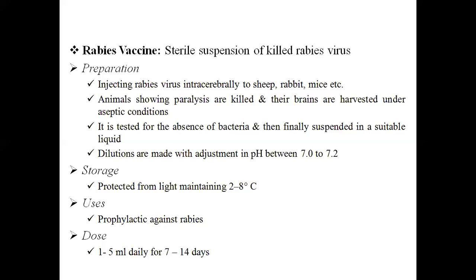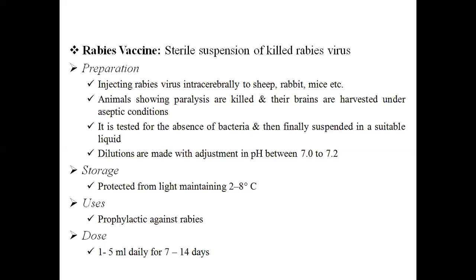other suitable liquid. The suspension is inactivated by using phenol or beta propiolactone or any other means until the virus will no longer infect mice. It is diluted to produce a vaccine of the required strength. The vaccine is preserved by adding 0.01% weight by volume thiomersal, and the pH of the vaccine is adjusted between 7 to 7.2. Then it is transferred into sterilized containers and sealed.